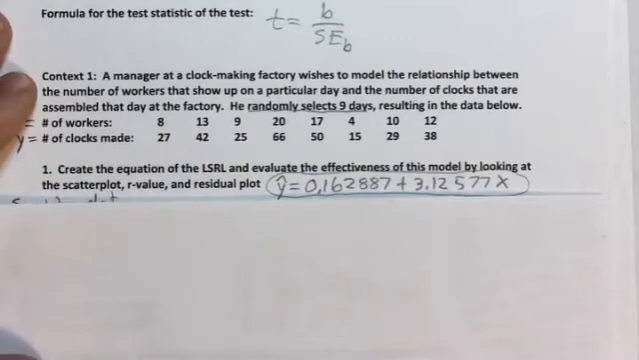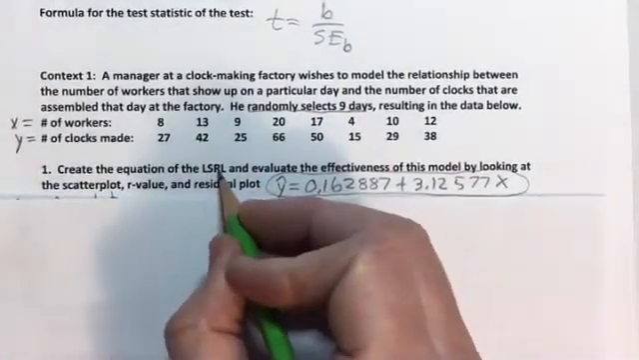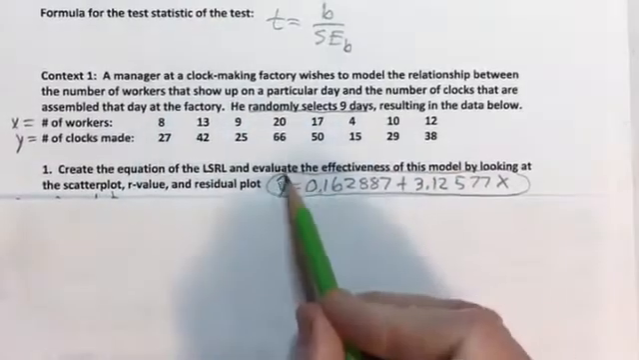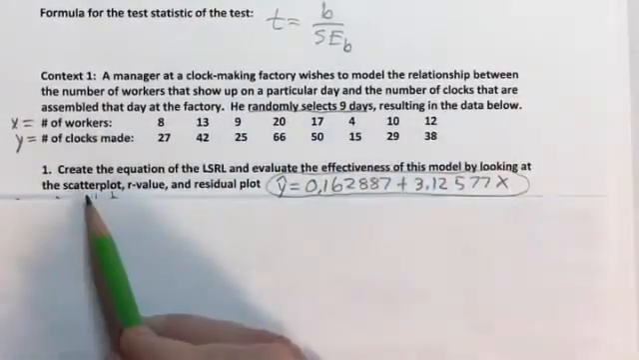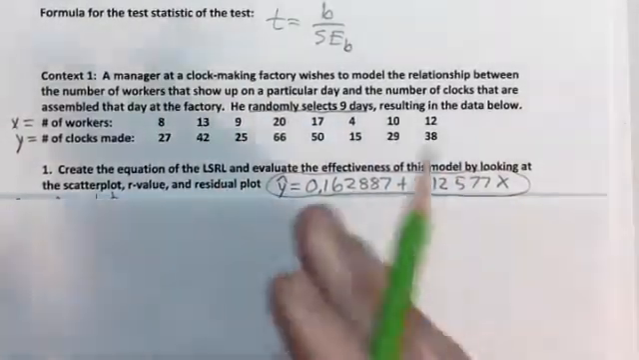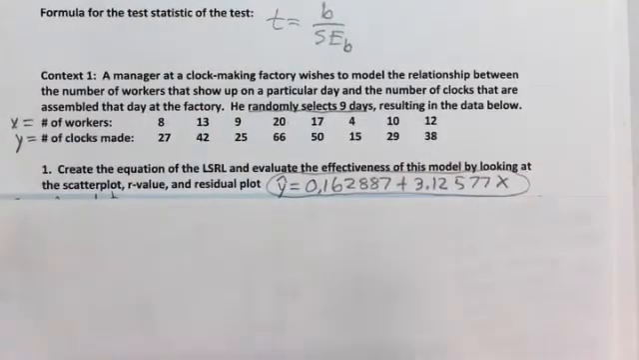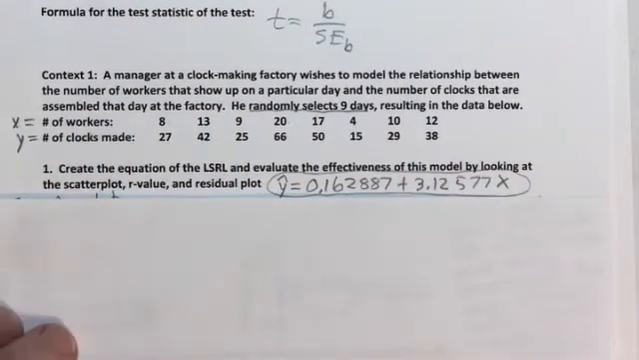So this would be a chapter 3 thing. It says create the equation of the least squares regression line, and evaluate the effectiveness of this model by looking at the scatter plot, R value, and residual plot. So that's very much a chapter 3 thing. So let me remind you how we do that.